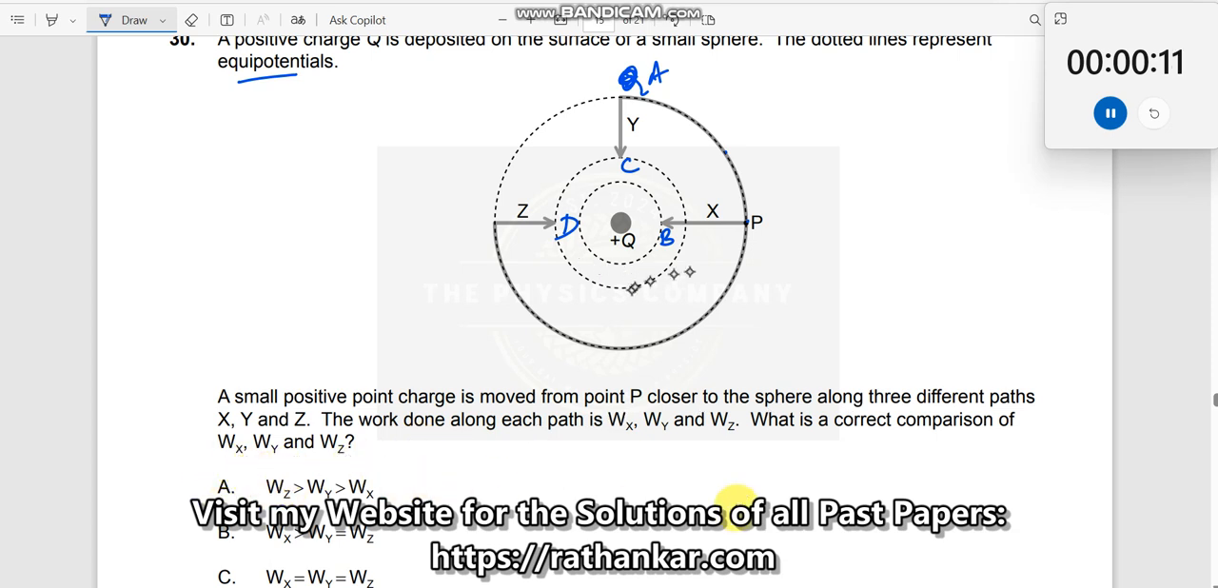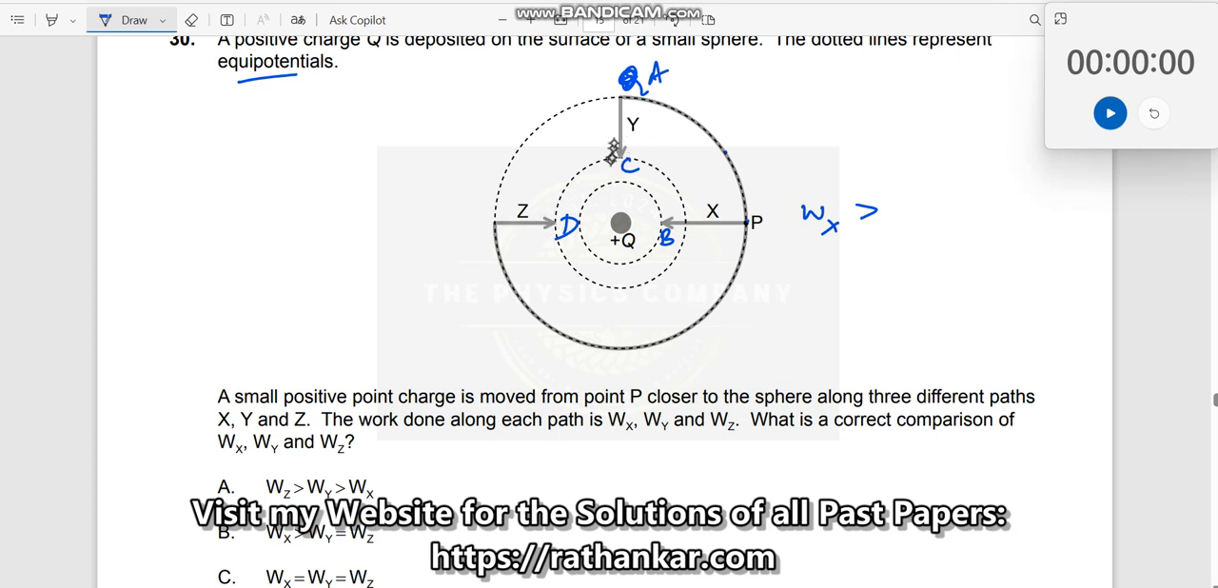So, what we need to do is, since you move a longer path over here, definitely this work done Wx will be larger than this and this. Why? Because you have to go against this plus Q charge, right? So definitely this is larger. But if you look at Y and Z over here, they are equal distances. The potential differences here are the same.